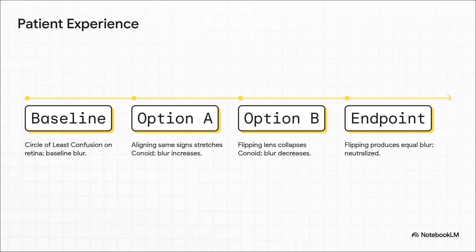But when you flip the lens to option B, putting opposite signs together, you collapse the conoid. The focal lines move closer together, the circle shrinks, and the patient says, "Oh wow, this one is much clearer." Eventually, when you've dialed in the exact right corrective power, flipping the lens just shifts the equal residual focal lines symmetrically back and forth. The circle size doesn't change at all, and the patient reports equal blur. And boom, that is your neutralization endpoint.